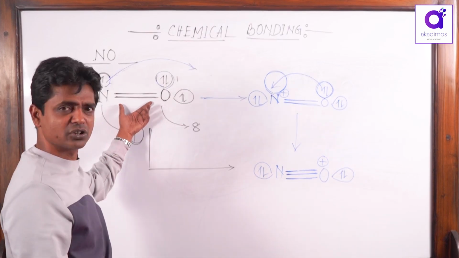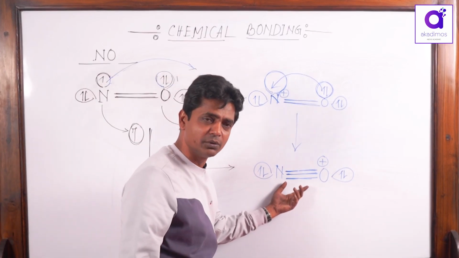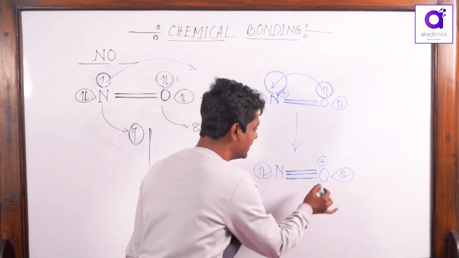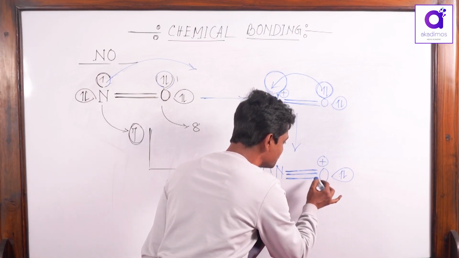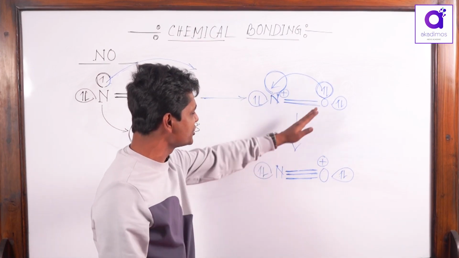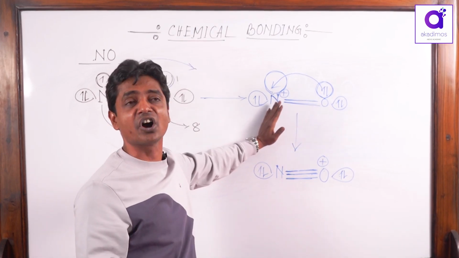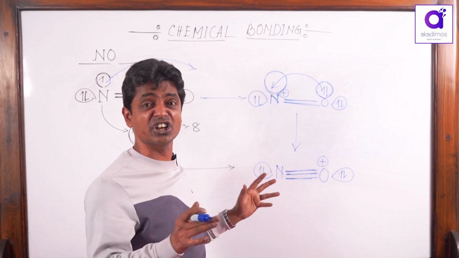It was NO double bond; you got here a triple bond. Now the effective electrons: 2 plus 2 plus 2 plus 2, 8. Here also 2 plus 2 plus 2 plus 2, 8. That means no disturbance. Without disturbing the octet of oxygen, nitrogen gets an octet. That is the interaction between the atoms.